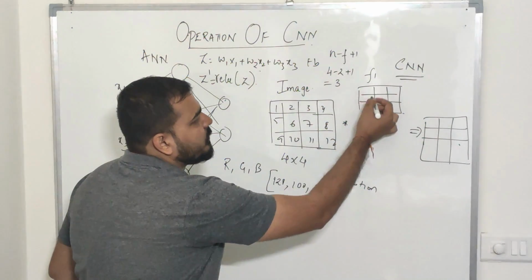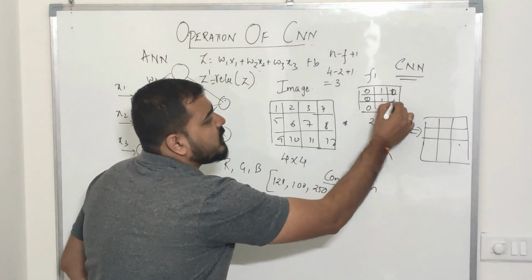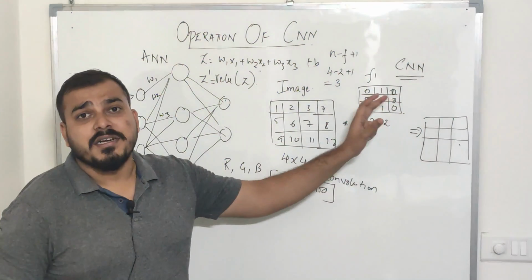Now what will happen? Suppose this is my filter. Suppose these are the values of the filter, and consider that this is a vertical filter.